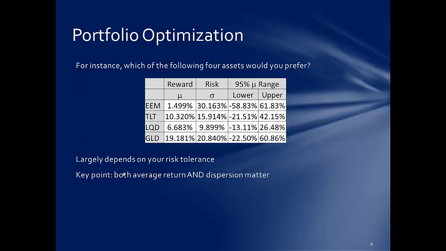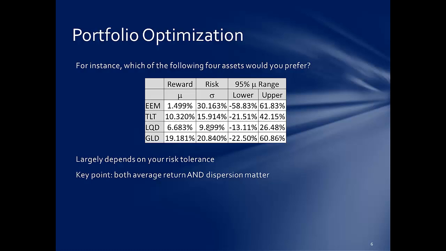Now, just to try to lead into the discussion, when you analyze these 4 exchange traded funds that exist, I've put on here the annual average return over the last several years along with the standard deviation of those returns. So the question is, which of those 4 assets would you prefer? Now, some of you would say, well, I want the expected return or the average return at 19%. But some of you would be turned off by the 20.84% standard deviation. Some of you might be more inclined to take the lower expected return if it also gave you the lower standard deviation. The key point being both average return and dispersion matter.